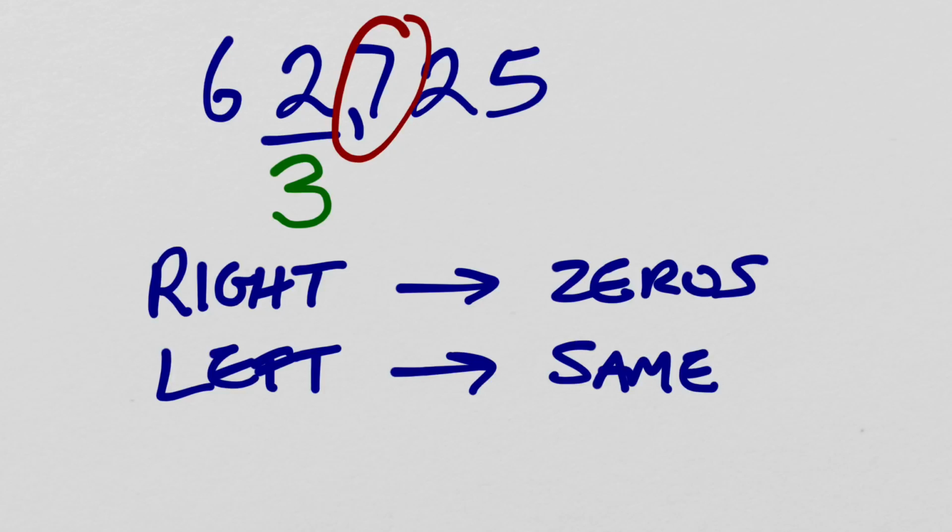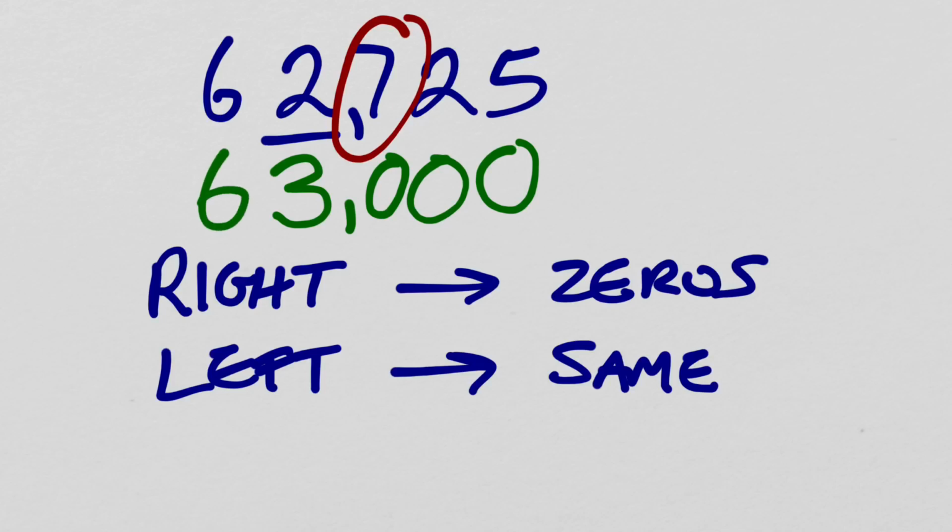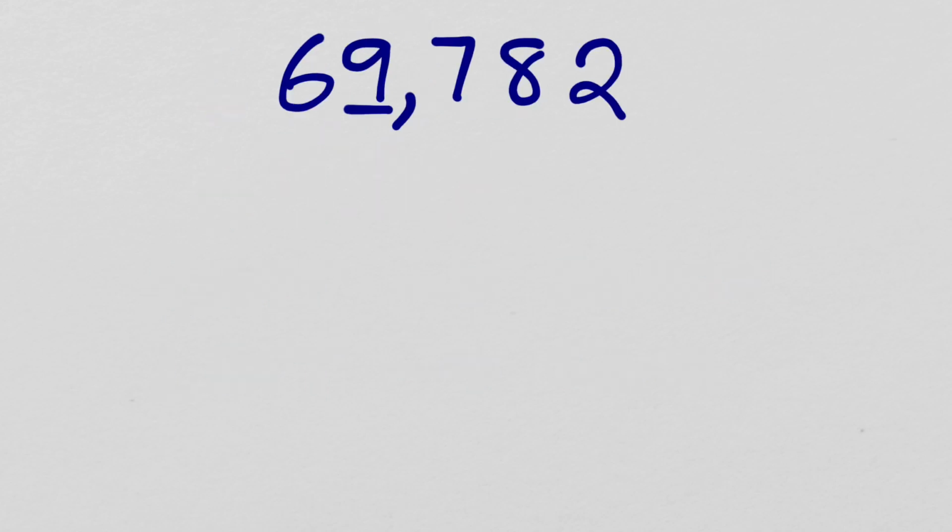Now the rule is, everything to the right turns to 0. So that 7 turns to 0, that 2 turns to 0, that 5 turns to 0. And everything to the left stays the same. So that 6 stays the same. If we're rounding to the nearest thousand, counting in thousands, 62,000, 63,000, well, 62,725 is closer to 63,000.